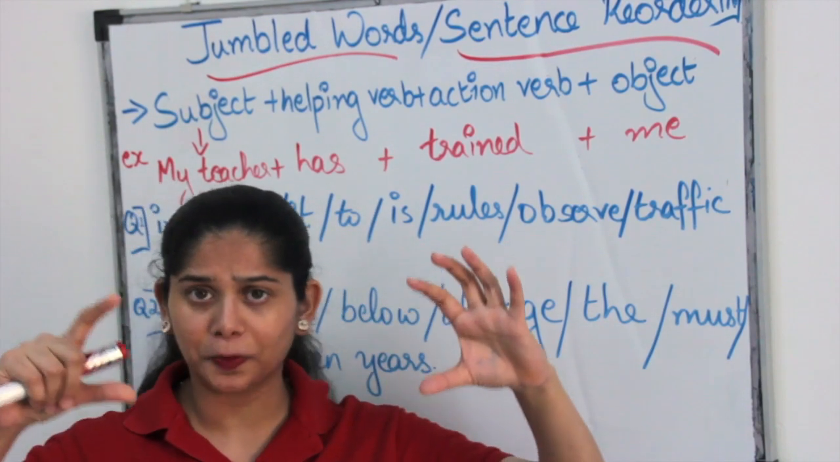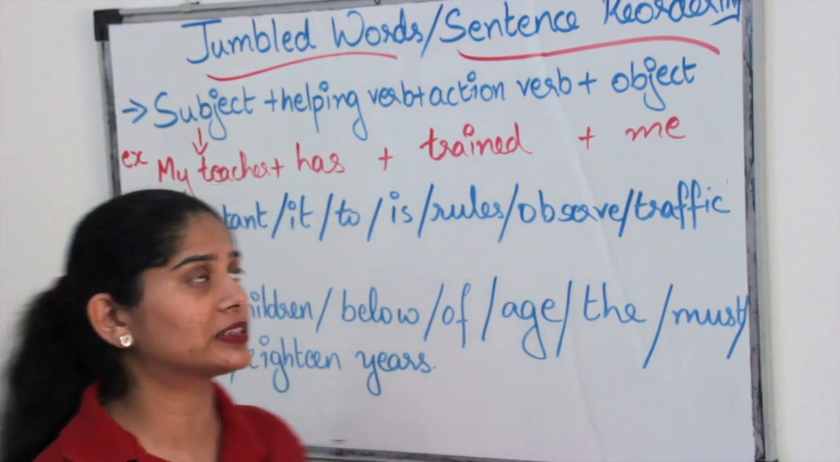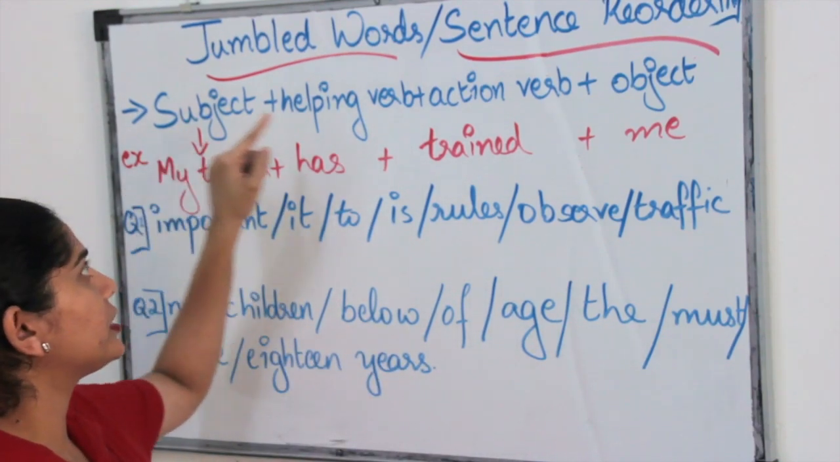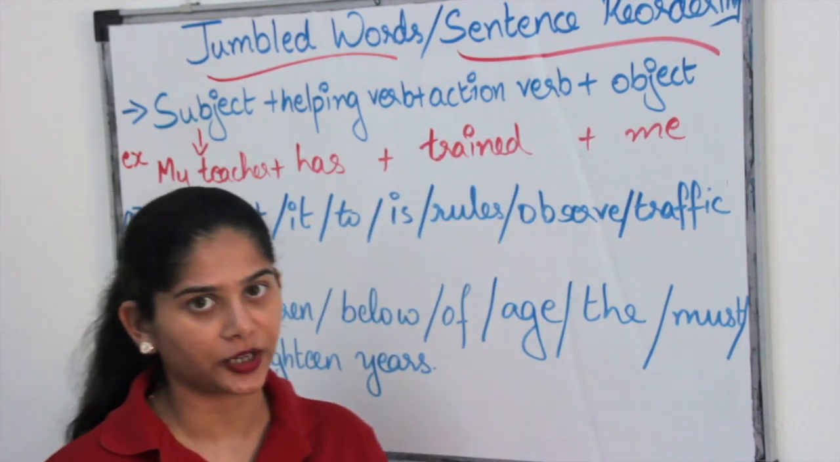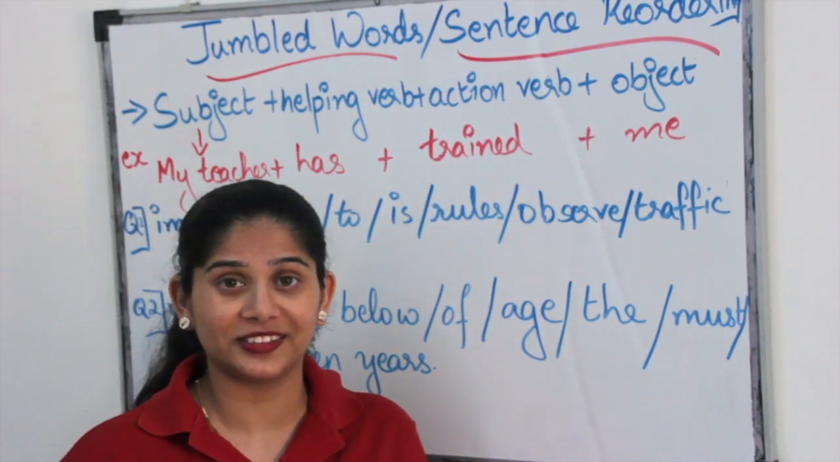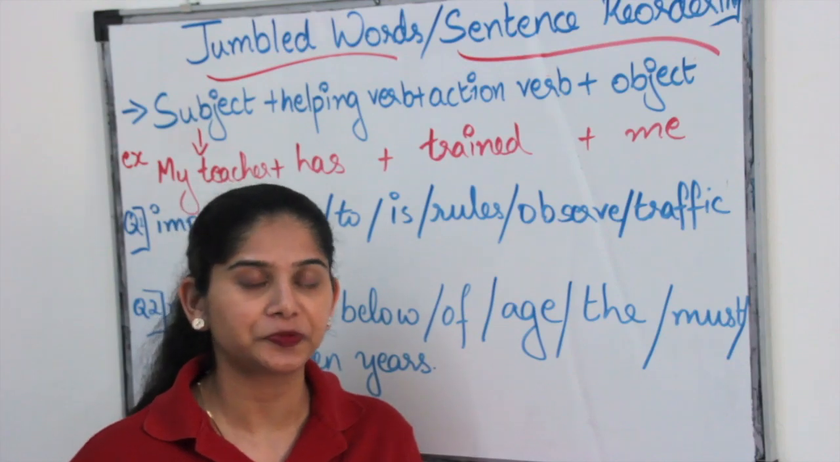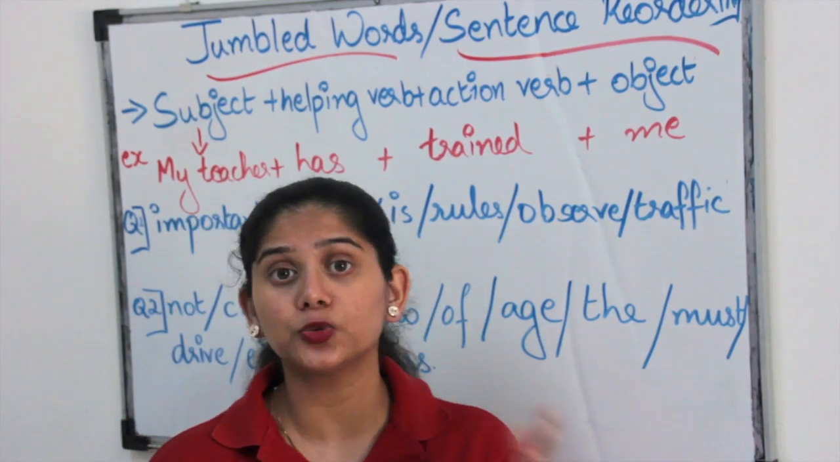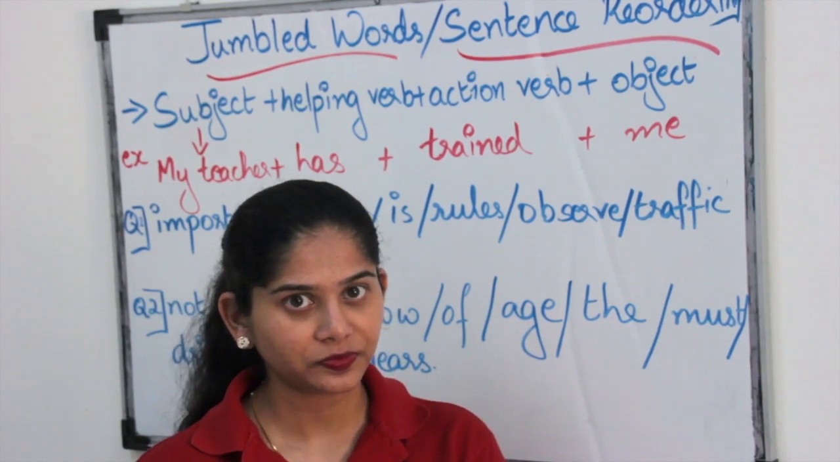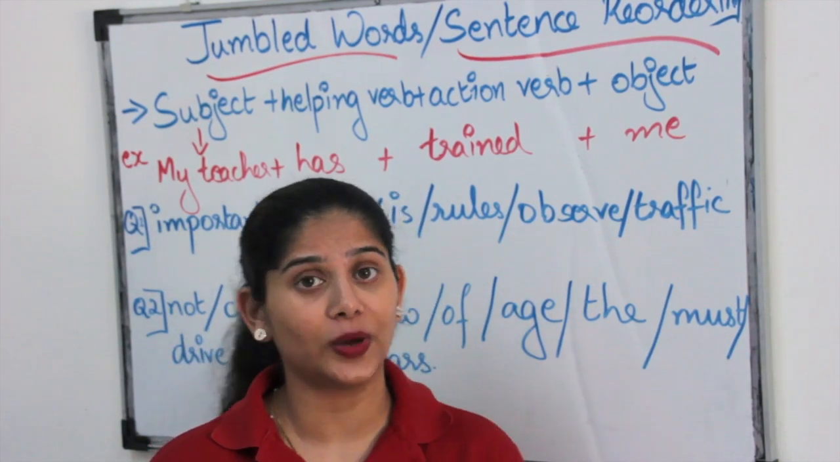A sentence has a particular pattern. Now what is the pattern? Subject, then the helping verb, then the action verb, and then the object. You might know what the subject is from childhood, right? The subject can be a noun as well as a pronoun.